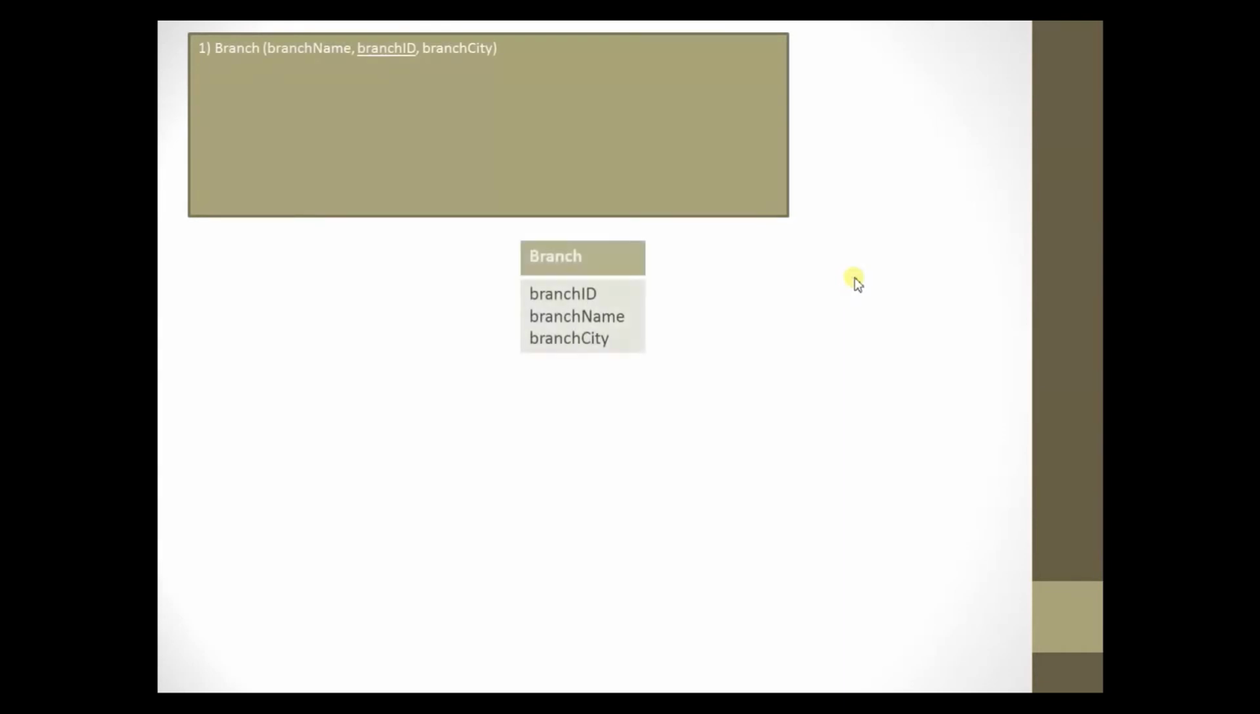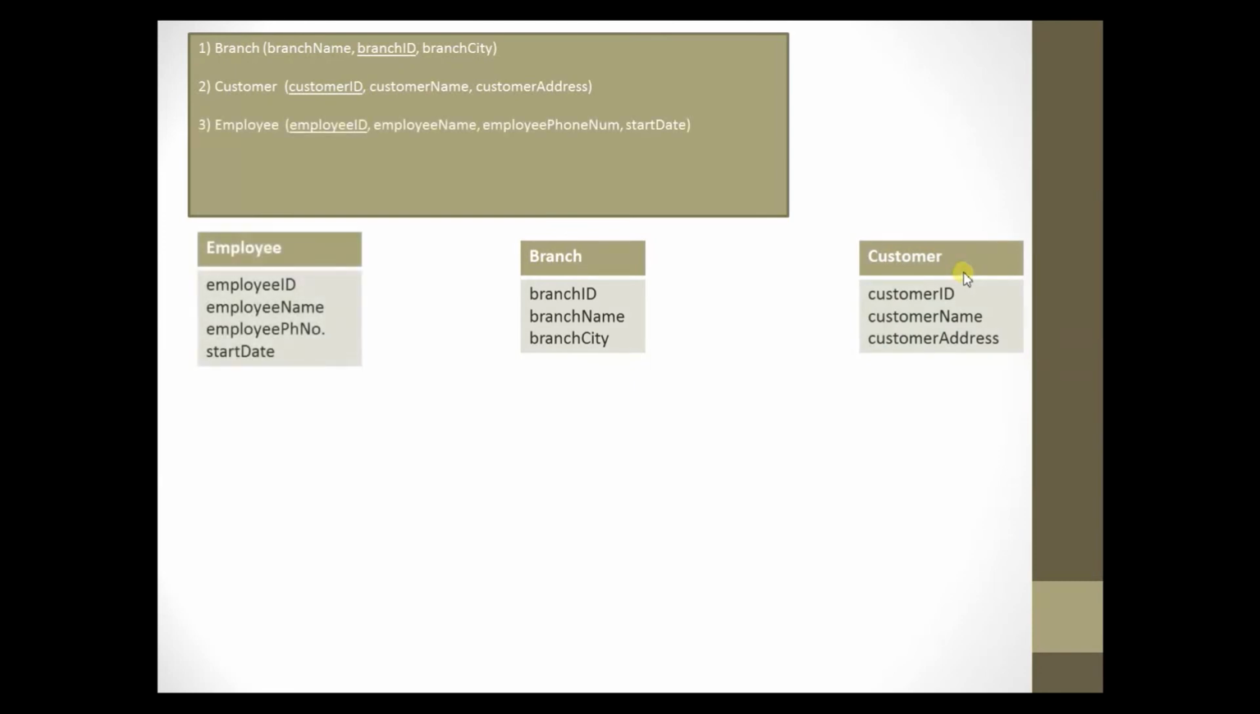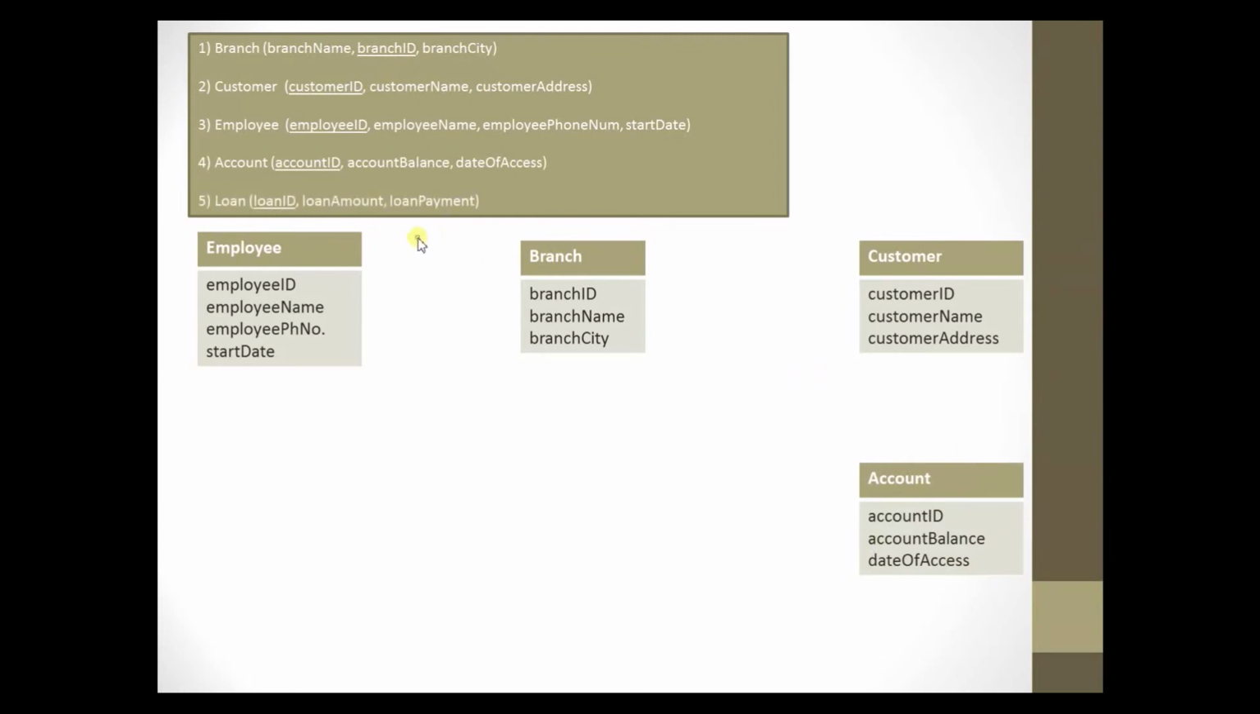The first one is branch, so we just put in all of it. This is the entity and these are the attributes, so we just put in all the entities that we defined from the first question. So just put in employee, and then account, and then loan. Okay, this is the first step.